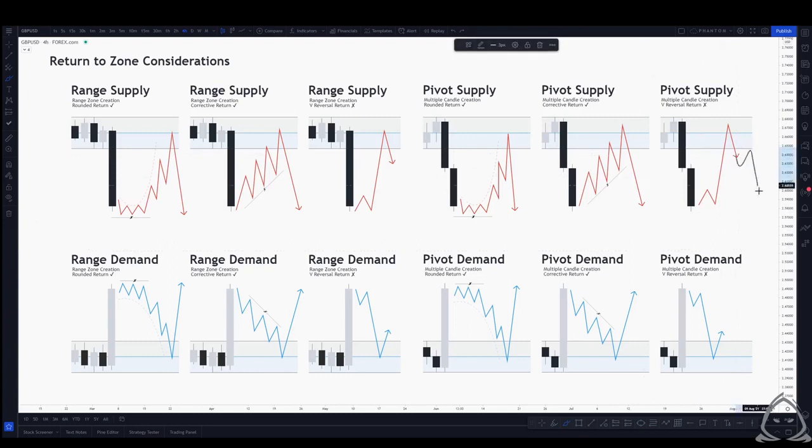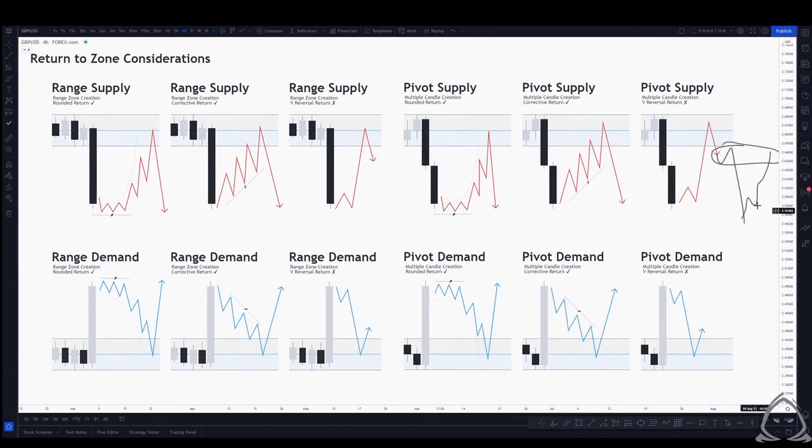Or if you do get some sort of reaction that does follow through, you might be able to trade a newly created pivot that has maybe a better return into it, a rounded return or a corrective return.